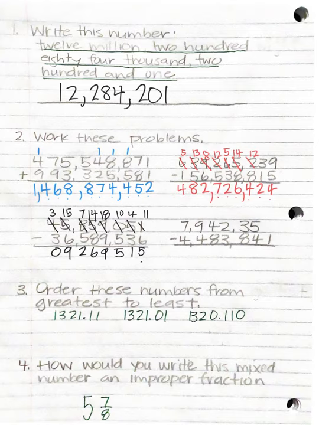I'm going to come back and place my commas 3 place values apart, which gives me 9,269,515. We're still putting in the work, guys. Let's look at our last subtraction problem here.